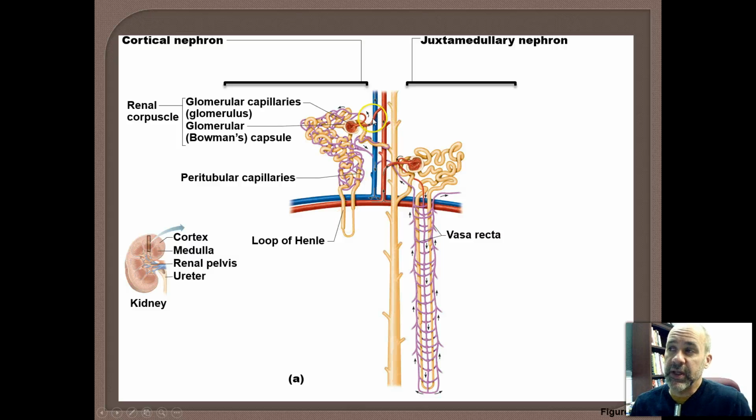If you look really closely at the diagram here, where do these peritubular capillaries come from? Here is an afferent arteriole bringing blood into the glomerulus inside, surrounded there by the Bowman's capsule. The filtered blood leaves through an efferent capillary, and notice that it then branches into these peritubular capillaries that surround the cortical nephron there. And then eventually those lead back over here to an interlobular vein.